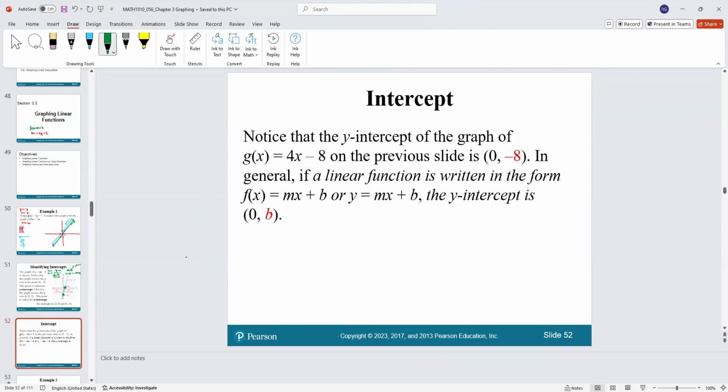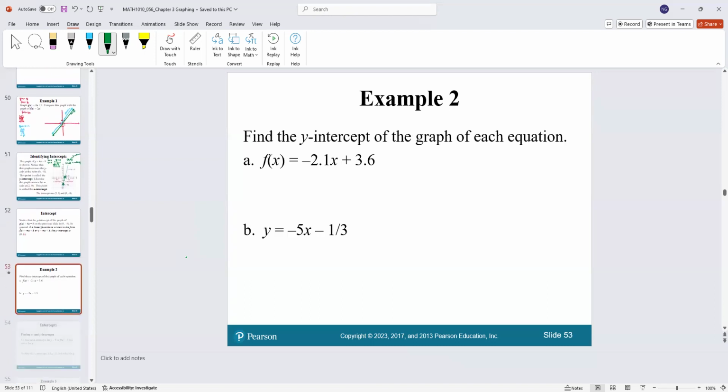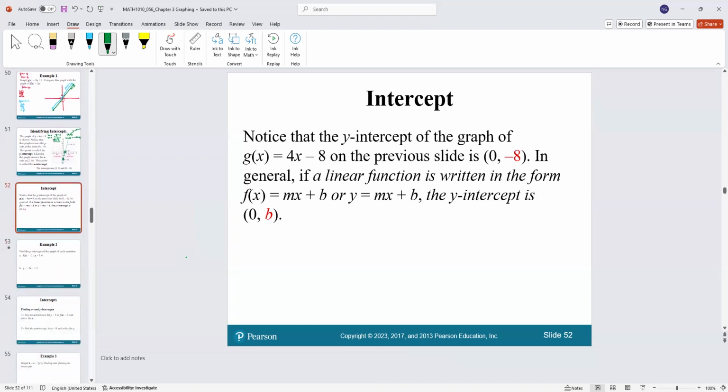In general, to find the y-intercept of the graph of an equation, not in the form y equal mx plus b, you let x equal to 0, okay? And to find the x-intercept, you let y equal to 0. That's the same thing you're going to do. So notice that the y-intercept of the graph of g of x equal 4x minus 8 on the previous slide is 0, negative 8.